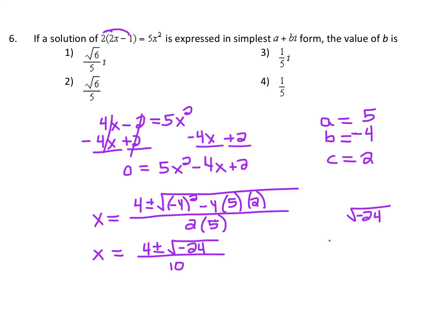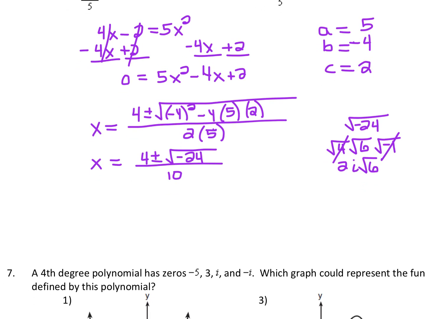So I know a positive 24 breaks up into radical 4 times radical 6, but I also need to make a third radical because of that negative. The square root of 4 is 2. The square root of -1 is i, and I'm going to bring down that radical 6. In place of this radical -24, we're going to substitute 2i radical 6. So that leaves us with x equals 4 plus and minus 2i radical 6 over 10.